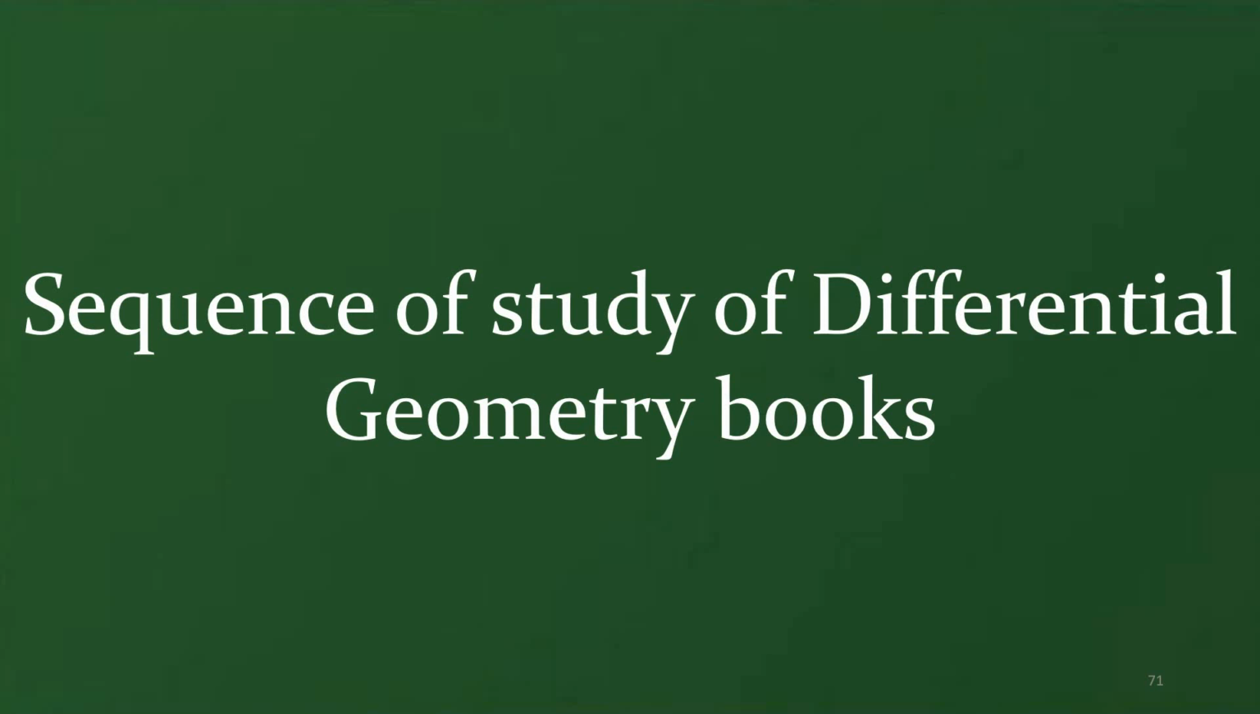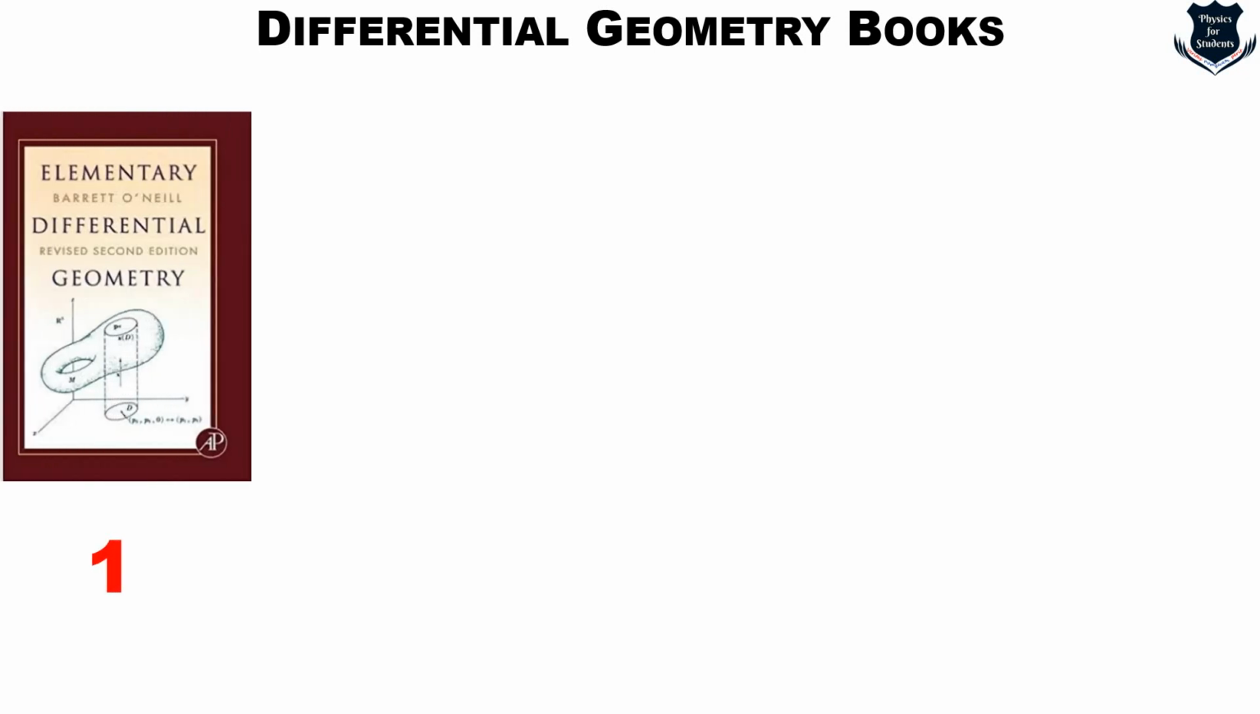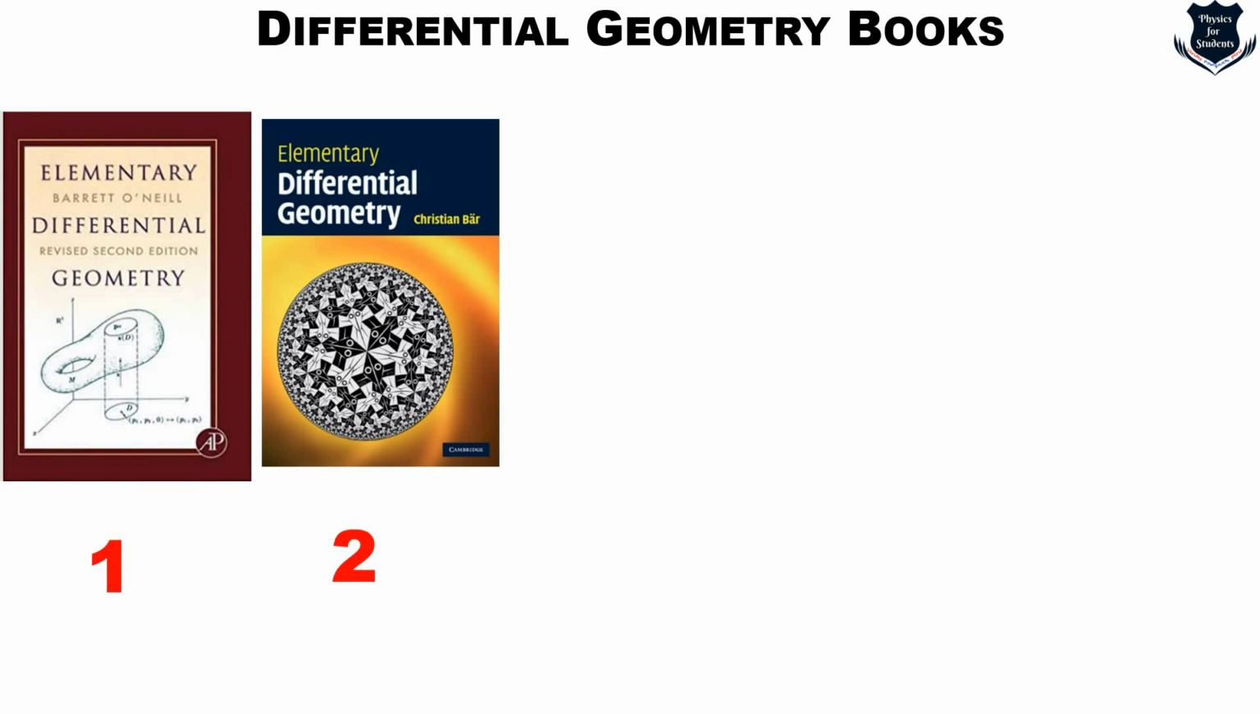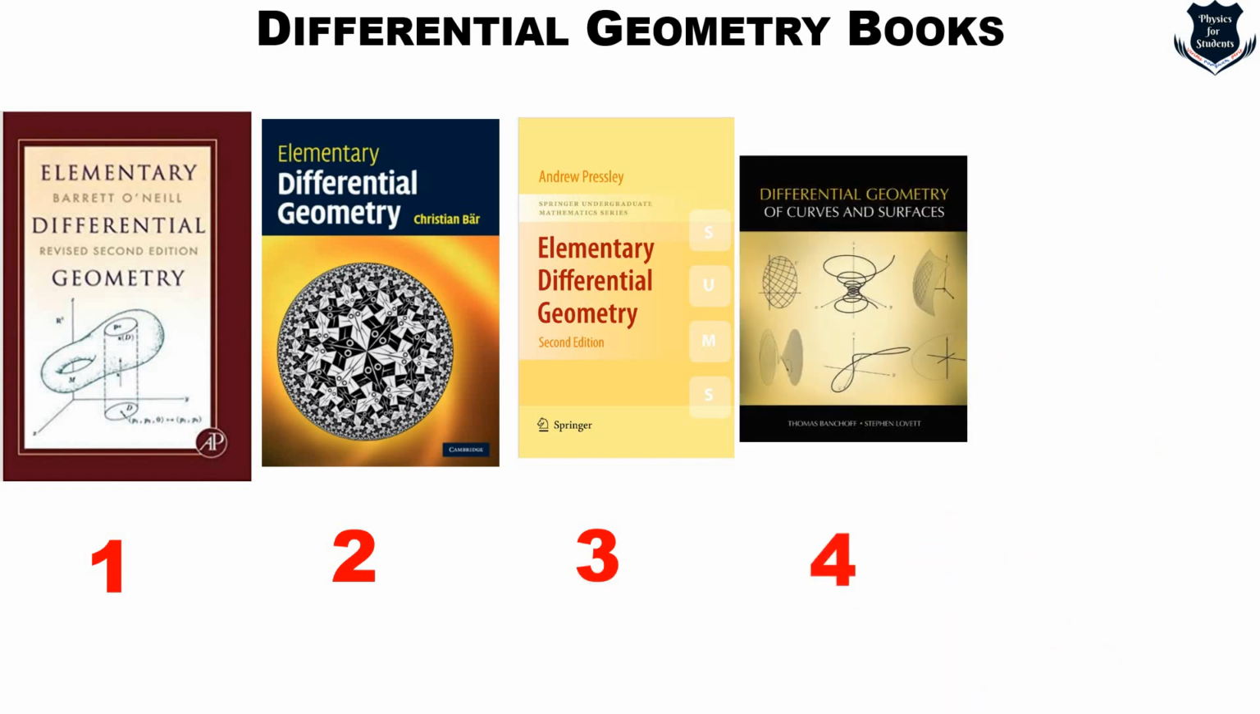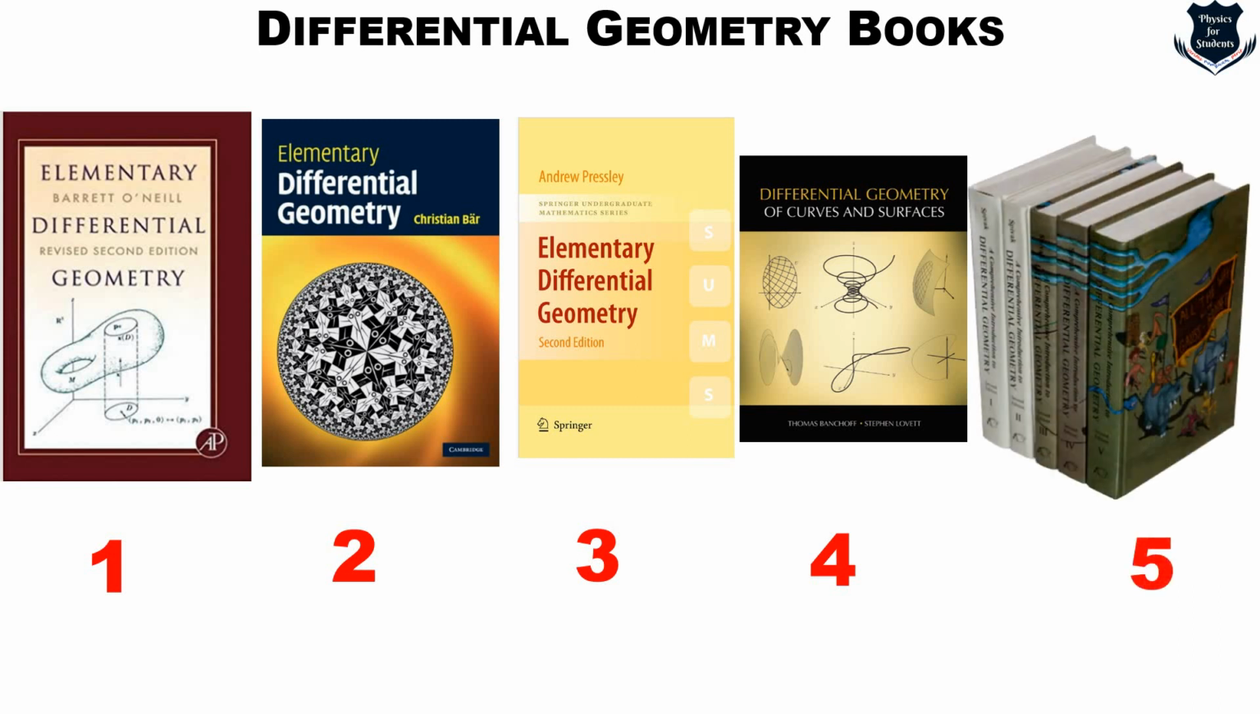Now we come to the sequence. We saw a lot of books. What is the sequence of studies of differential geometry? First, my preference would be Barrett O'Neill's book. It is pretty easy to understand. The second, go to Christian Bär's Elementary Differential Geometry. Third, or you can even swap between 2 and 3, Andrew Pressley's Elementary Differential Geometry. Also fourth would be Differential Geometry of Curves and Surfaces. You can put this 4 at the beginning if you feel that you're lacking certain fundamental concepts, and if your time permits, then you can go through this famous book of Michael Spivak's, A Comprehensive Introduction to Differential Geometry. Now this is the sequence.